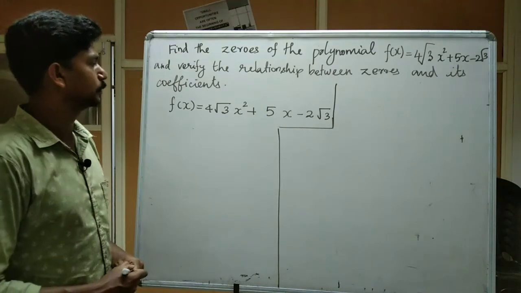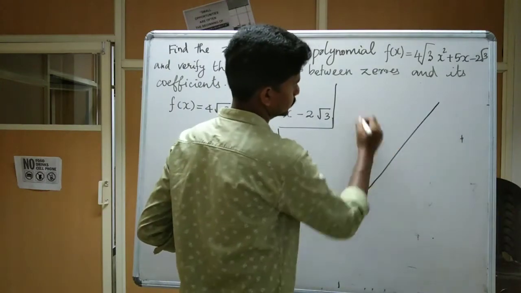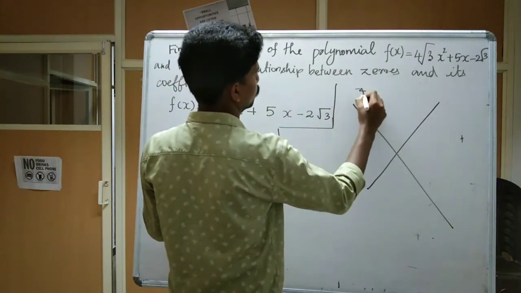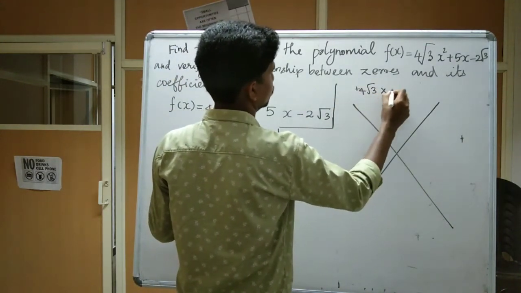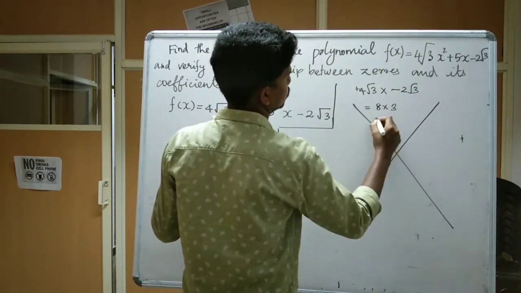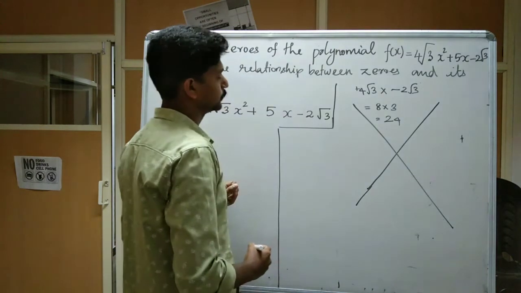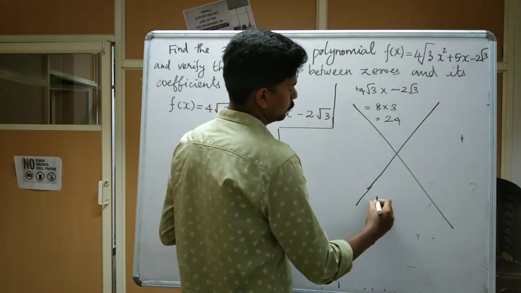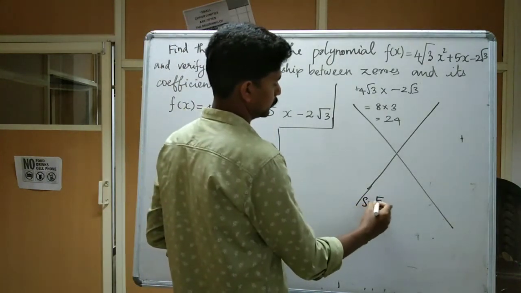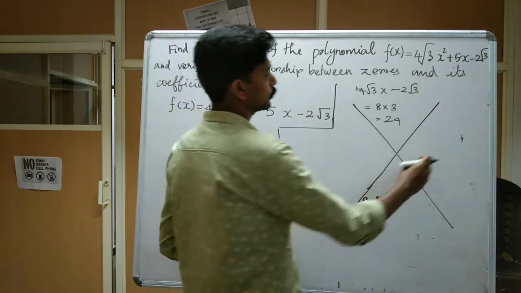Okay. So first of all, let us find the product. The product means you have to multiply these two numbers. When we multiply 4√3 into negative 2√3, which is equal to 8 into 3, which is equal to 24. Then we have the sum as 5, so we have written the sum as 5. Sum is 5 and the product is 24. So let us see the factors of 24.